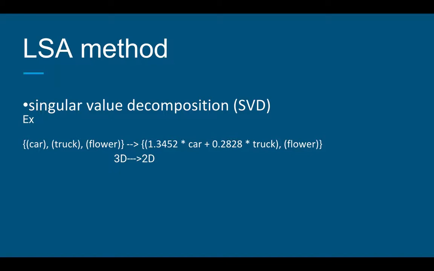than one term. For instance, there are three features: car, trunk, flower. In some situations, a feature combining car and trunk may be more important than only car or trunk. So we can reduce the dimension from 3 dimensions to 2 dimensions.